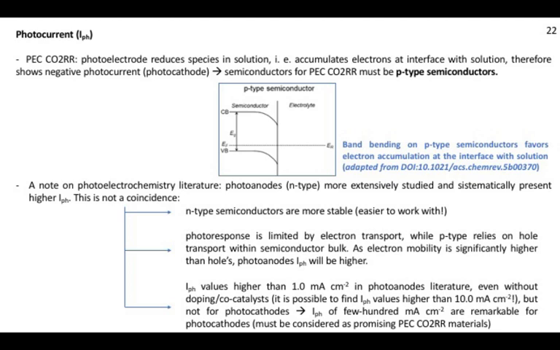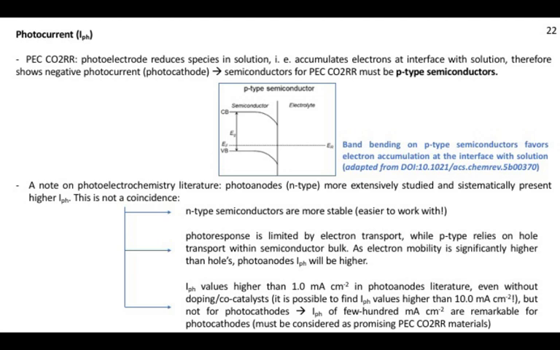So we need materials that accumulate electrons on its surface, and for instance, in the interface with water or the electrolytic solution, it must accumulate electrons instead of holes. So this would be attained by using p-type semiconductors. So it's really important when you are looking for semiconductors for CO2 reduction reaction, they need to be p-type semiconductors. Or in other words, holes are the majority charge carriers, the charge carriers with higher mobility.